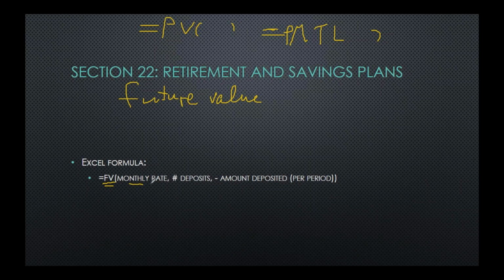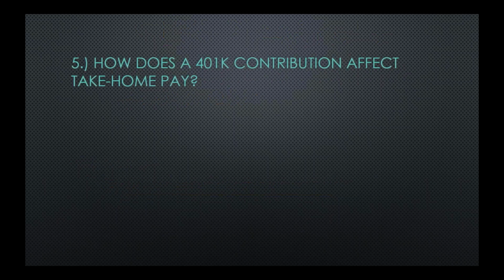Look inside again, we have our monthly rate, the number of deposits, and then the amount deposited per time period. So if we're depositing $100 a month, well, that would be a minus 100 there. The inside piece of this formula is very similar to the inside pieces for the PV and the PMT functions. So all of them are very similar. The big difference is the letters at the beginning. As long as you know what those letters stand for and why you're using them, it'll go pretty easily for you. Okay, so let's actually get into something here.